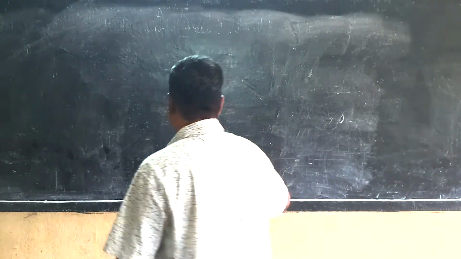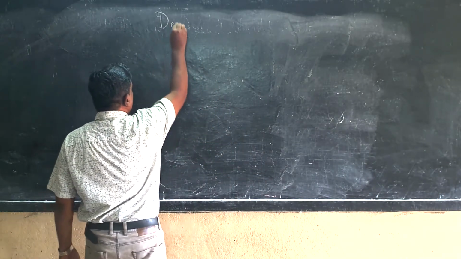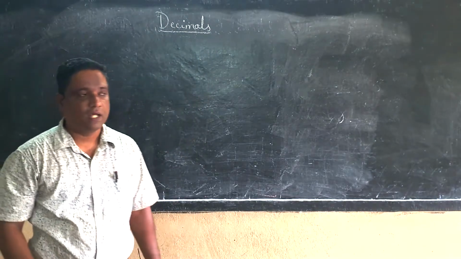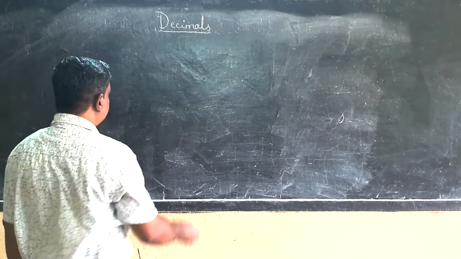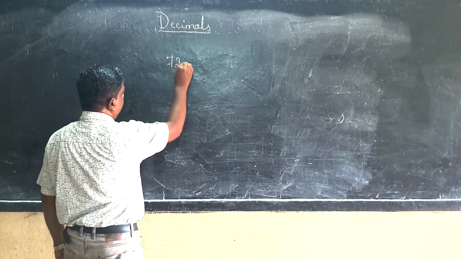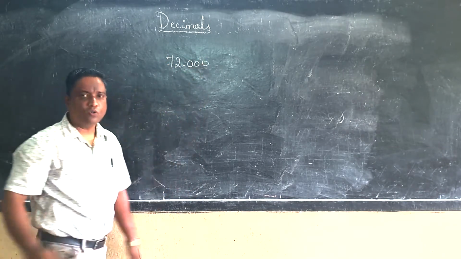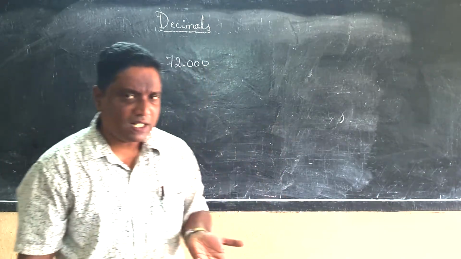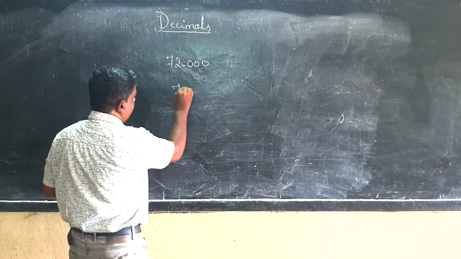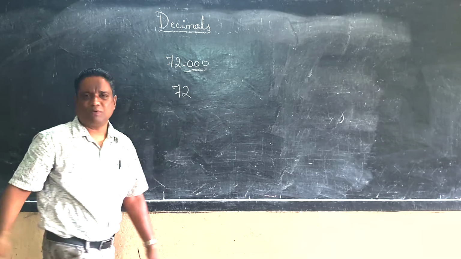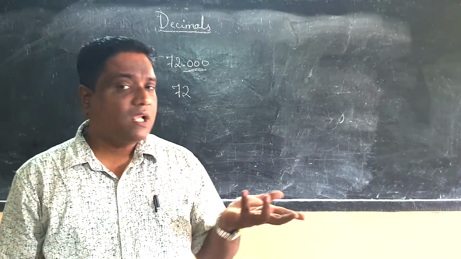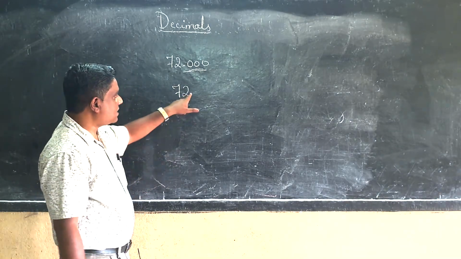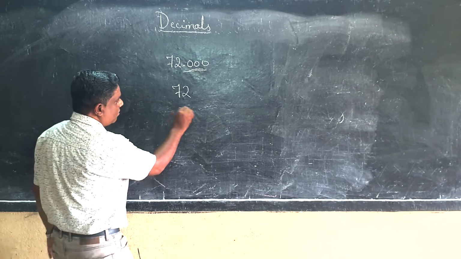Say suppose I give you an example. How do we write this? 72.000. We say 72, right? So this is 72. We don't take this 000, so 0 does not have any value after the decimal point. So we say 72. But where is the point? The point is after 2.